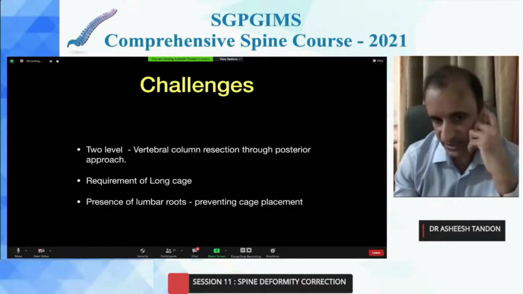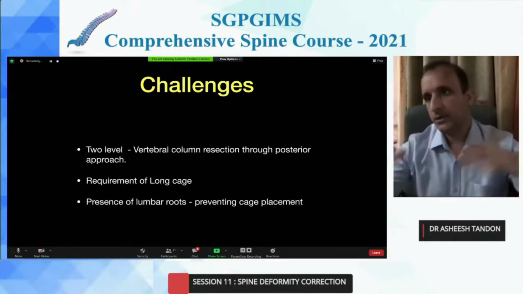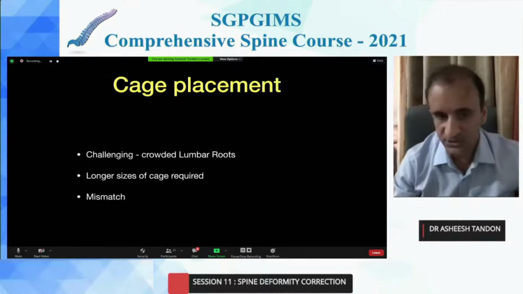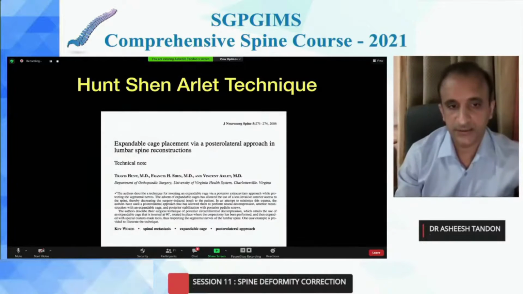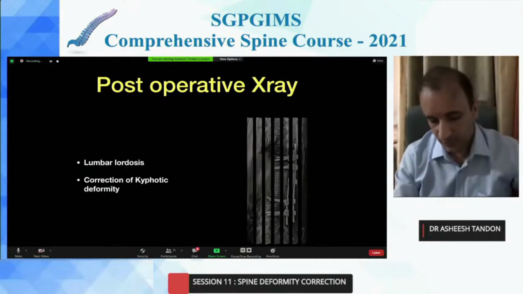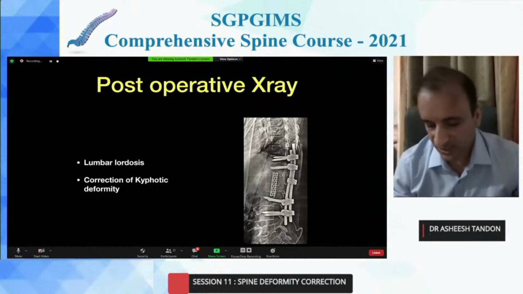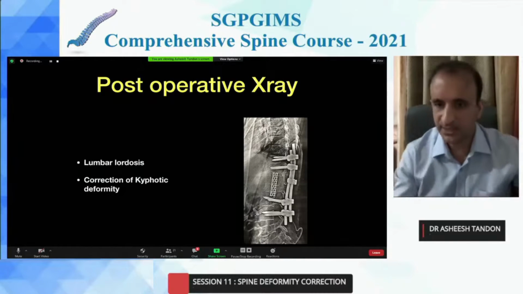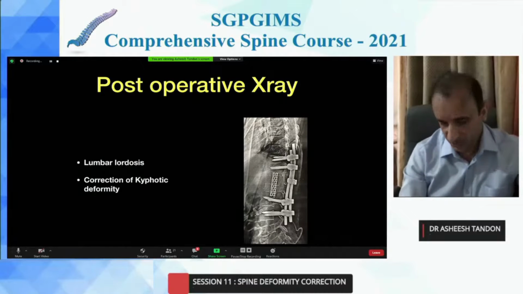Obviously, with two vertebrae resected, we required a long cage, and there were a good number of lumbar roots. So in such a situation, I use the Harms and Arlet technique. Again, I would request you to go through this technique. It's a very simple technique to insert the cage, and this is the post-op that we achieved.